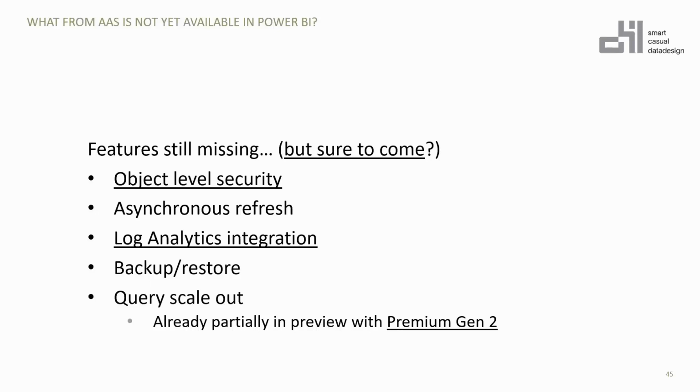First of all, we have object level security, meaning at the moment, a user can get access to a Power BI dataset, and by this, the person gets access to all objects in that data model. You don't have the opportunity to say you only get access to certain tables inside this model. This is something which is missing, and as you can see by the link, there are announcements on the roadmap. Wherever I could gather some information, I pointed to those. We have asynchronous refresh, which is also in work. We have log analytics integration, also in work.